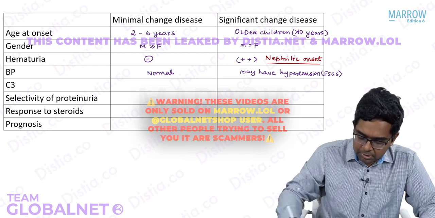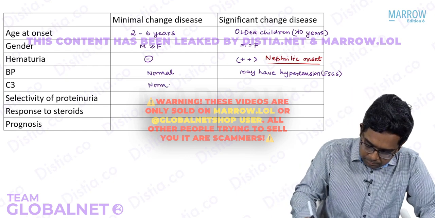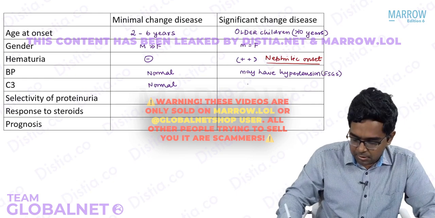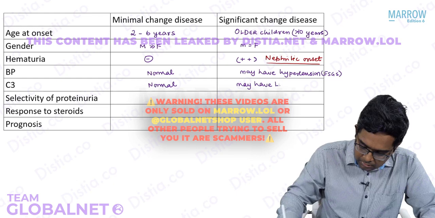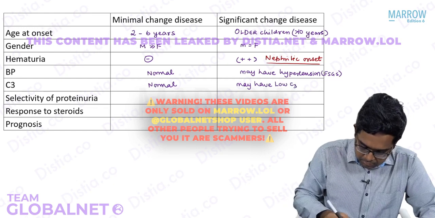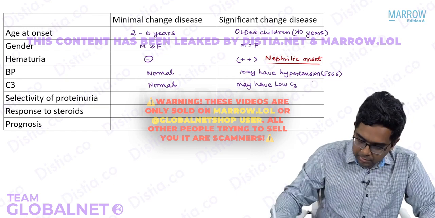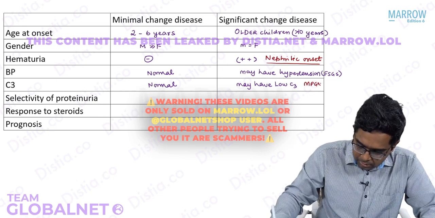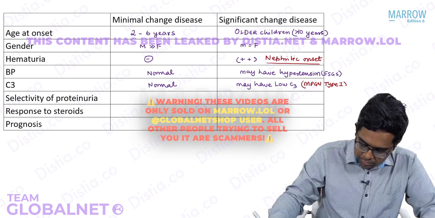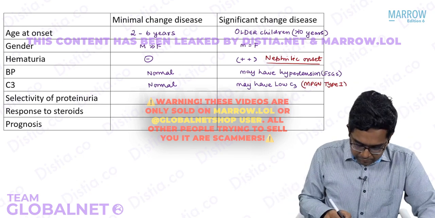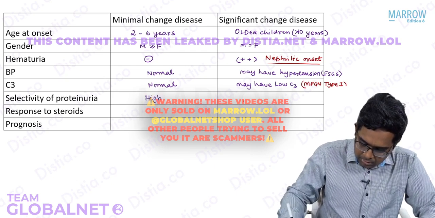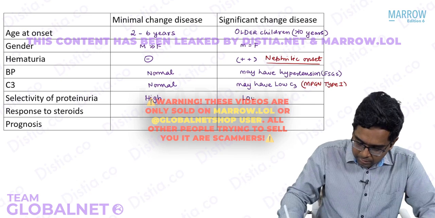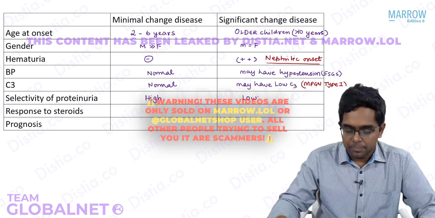C3 levels in minimal change disease are usually normal, whereas significant change diseases may have low levels. And this low level of C3 is associated with MPGN commonly, and that too MPGN type 1 is characteristically associated with low levels of C3. Selectivity of proteinuria, high selectivity in case of minimal change disease. It is low selectivity in case of significant change disorders.